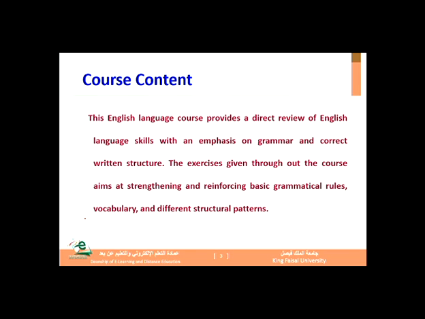English courses basically provide a direct review of English language skills with clear emphasis on grammatical structure and grammatical rules. The exercises that we are going to give in those lectures and at the end of those lectures are meant to train you and reinforce your English language ability and focus on your grammatical ability and writing a good, acceptable grammatical structure, with emphasis on how to write English structure, English sentence patterns.